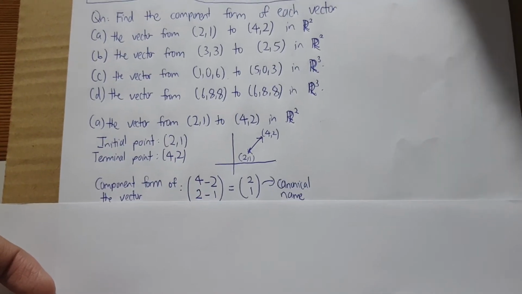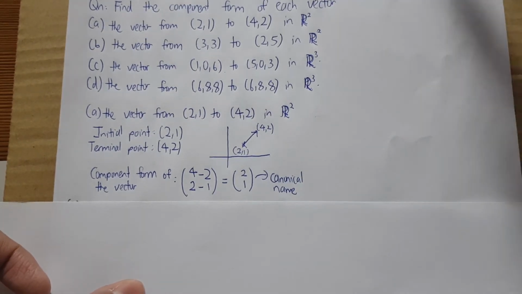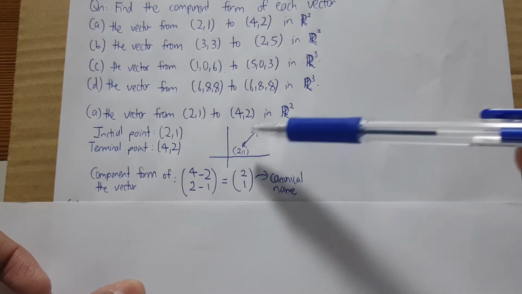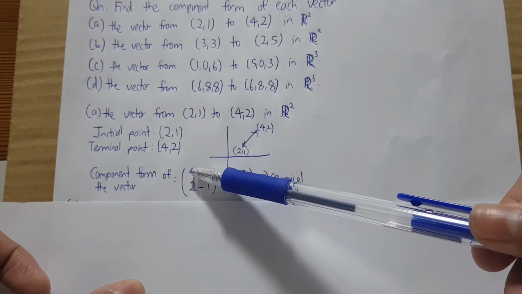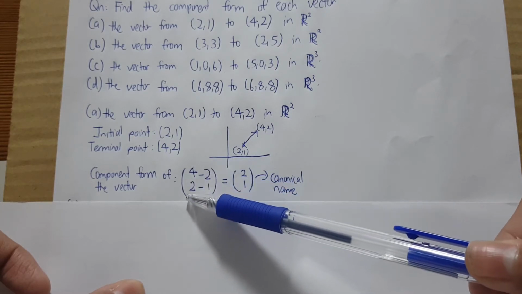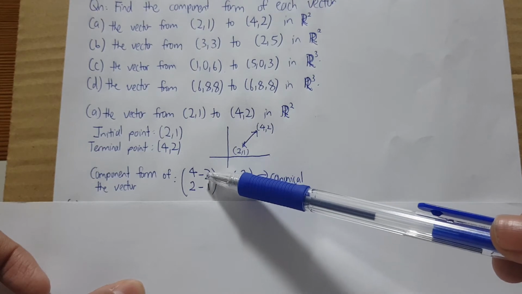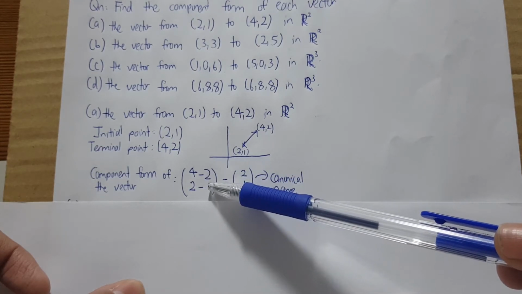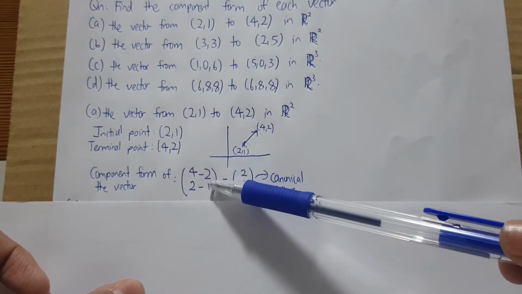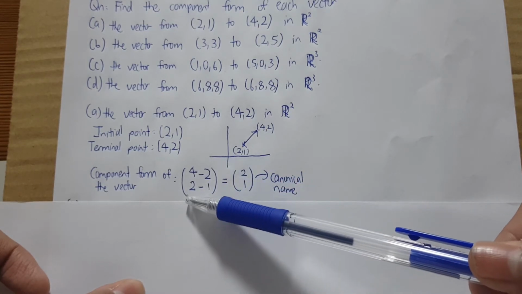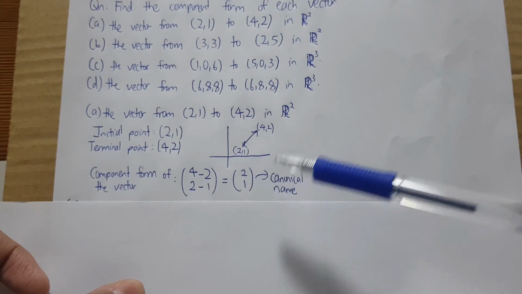So you want to find the component form. We take the terminal point minus the initial point. The x-coordinate of the terminal point is 4, and the y-coordinate of the terminal point is 2, and the x-coordinate of the initial point is 2, and the y-coordinate of the initial point is 1. So it's final x-coordinate minus initial x-coordinate, and then the final y-coordinate minus the initial y-coordinate. It will give me (2, 1).